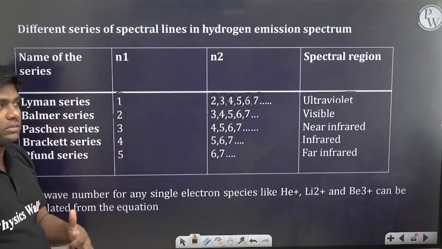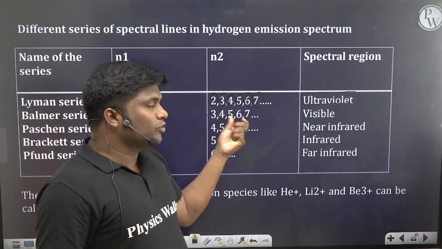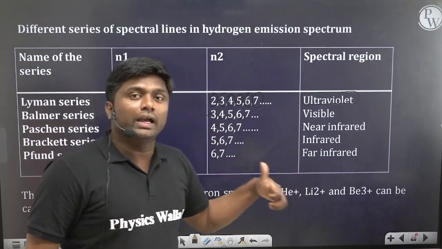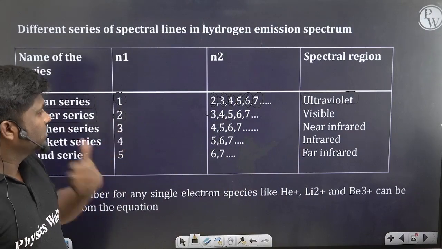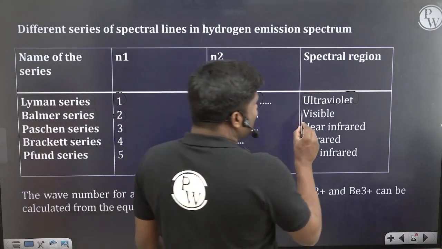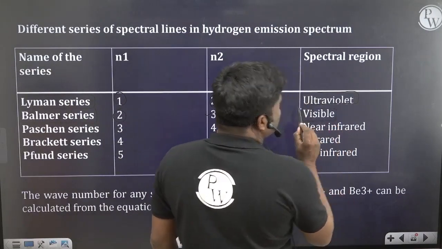They are coming from third, fourth, sixth, seventh and infinity, and will come to where? Second shell. So that electrons will be releasing.